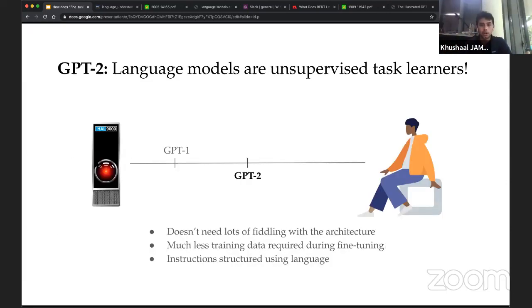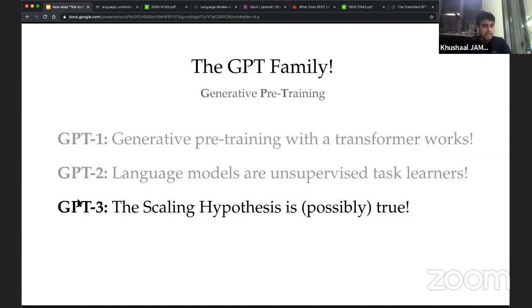On our Jammu spectrum, the GPT-2 paper is slightly closer to humans, but you don't need to fiddle a lot with the architecture, and in that sense it's more robust. It's slightly more generalized. You require no training data during fine-tuning. And finally, instructions are structured with language. Now we're going to look at the third and sort of combination of the GPT models, and in that context we'll discuss and analyze the results and their implications.